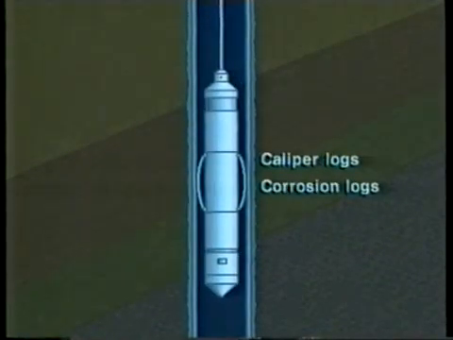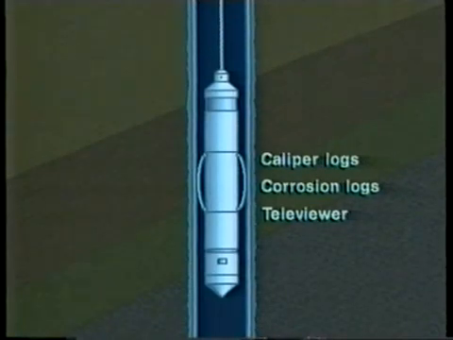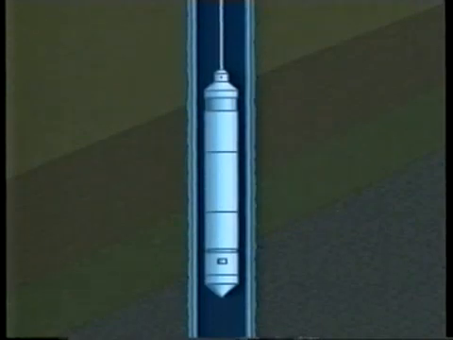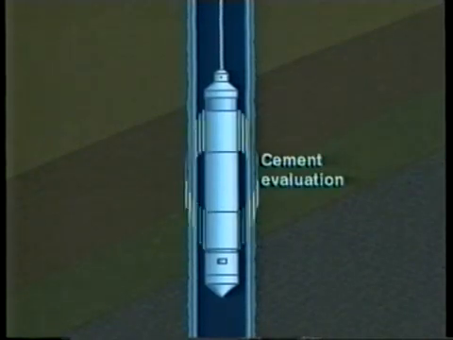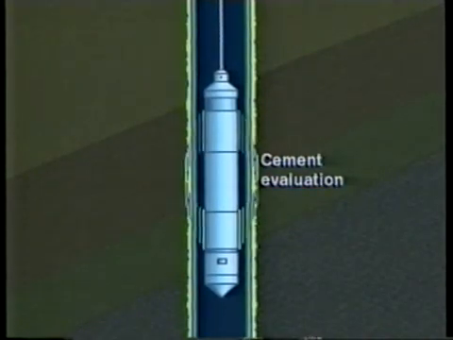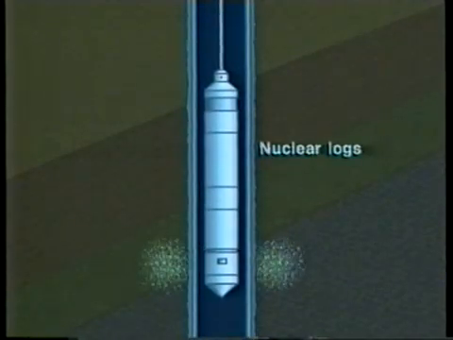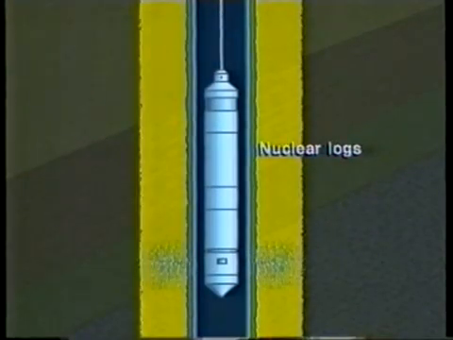Caliper logs, corrosion detectors, and the cased hole borehole televiewer are run only to investigate the inside wall of the casing or tubing. The various cement evaluation tools look primarily at the cement-filled casing formation annulus, and the various nuclear tools investigate the fluid saturation, porosity, and lithology of the formation itself.